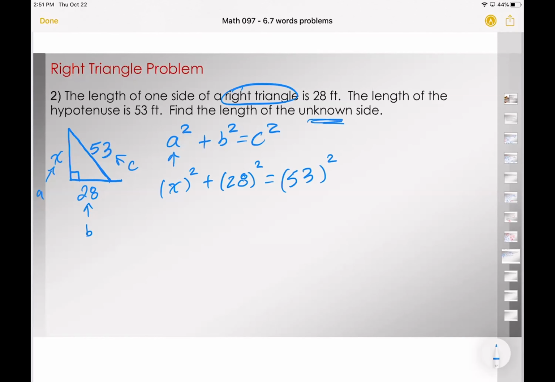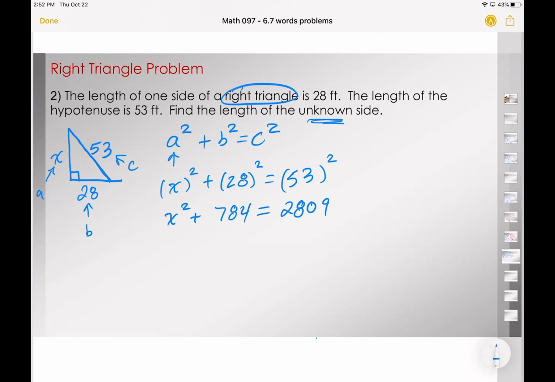And looking at this, what is x squared? Well, x squared is just x squared. What is 28 squared? Well, 28 squared means 28 times 28, and that should give you 784. And what about 53 times 53? Well, 53 times 53 gives you 2,809, right? So looking at this, it is very consistent like before, in the sense that you identify your A item, identify your B item, identify your C item.